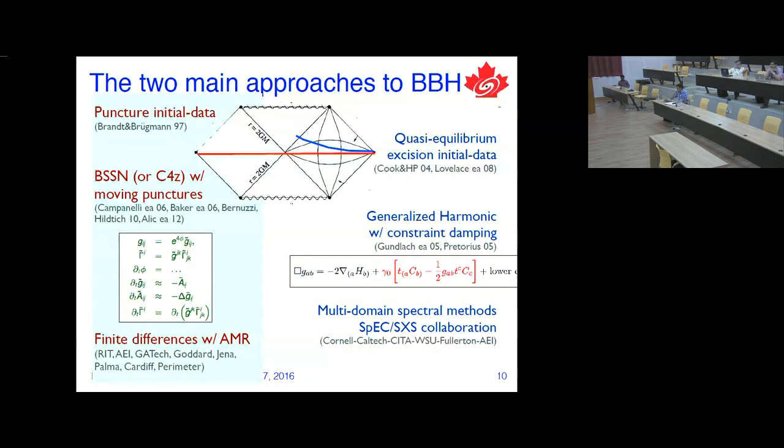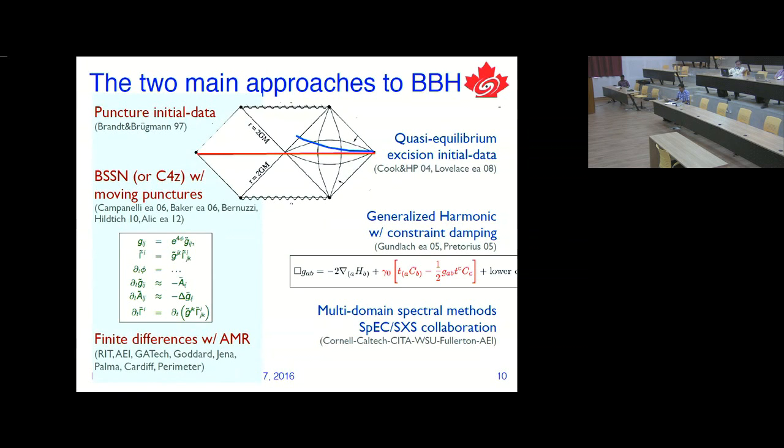The BSSN evolution system is reasonably close to the ADM equations I've spelled out earlier, essentially evolving 3+1 split quantities for the Einstein fields, whereas the generalized harmonic system evolves the space-time metric itself.